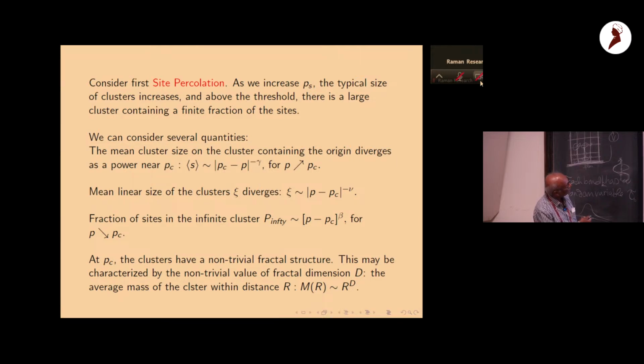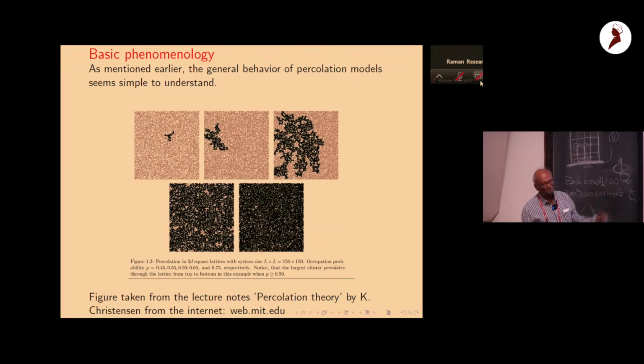Consider site percolation. That's what we discussed first. Increase p_s. The typical size of a cluster increases above a threshold, and above the threshold there is a large cluster containing a finite fraction of the sites. I haven't proved this statement, but we will take it as established by the picture given before. Finding rigorous proofs of this is an interesting exercise, but left for mathematicians. I am not doing it.